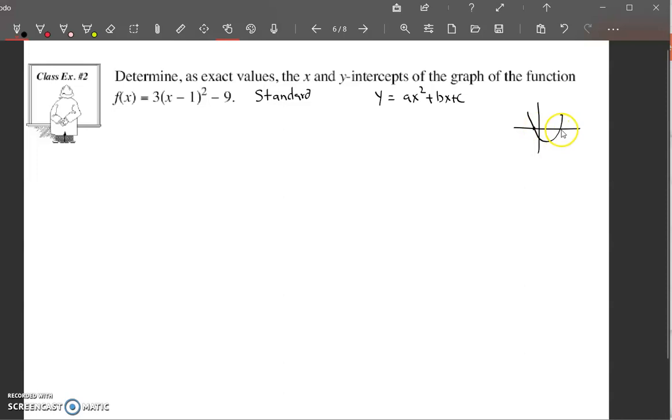If you guys remember, x-intercepts are those points right here, and that's when the y point is equal to 0. And this is your y-intercept, and this is when your x is equal to 0. So I'm going to start with the y-intercept. The y-intercept is a point when my x is equal to 0. So if I take a look at my equation, I'm going to write it as y equal to, and this time I'm going to set my x equal to 0.